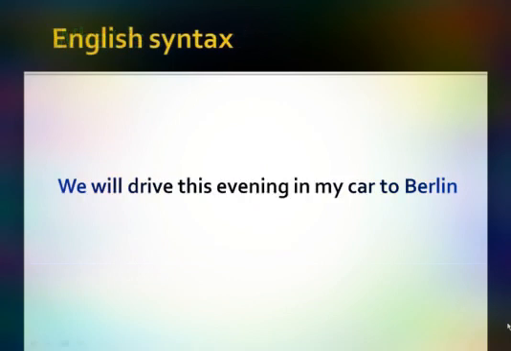Let's take a look at English syntax briefly, because English is also a Germanic language, and many of the aspects of English syntax can be applied to German. Not all of them, but it'll give us a good start. So let's look at the sentence on the screen at the moment. We will drive this evening in my car to Berlin. So let's take the sentence apart, starting at the left side of the screen and moving towards the right.